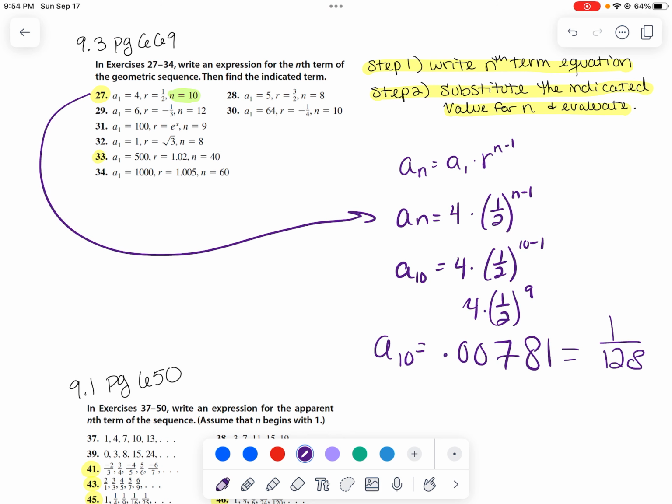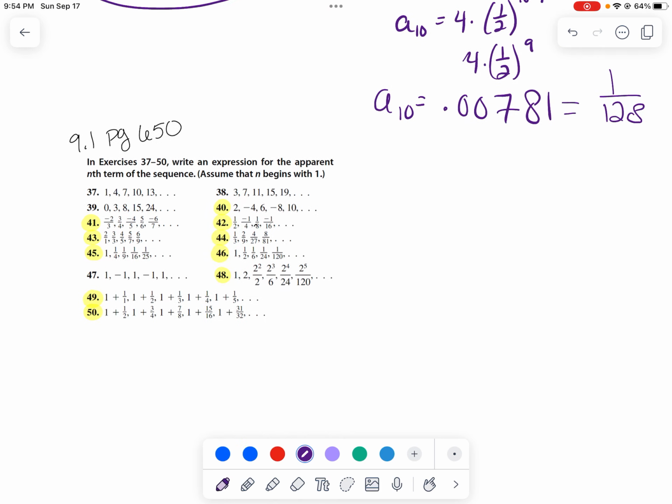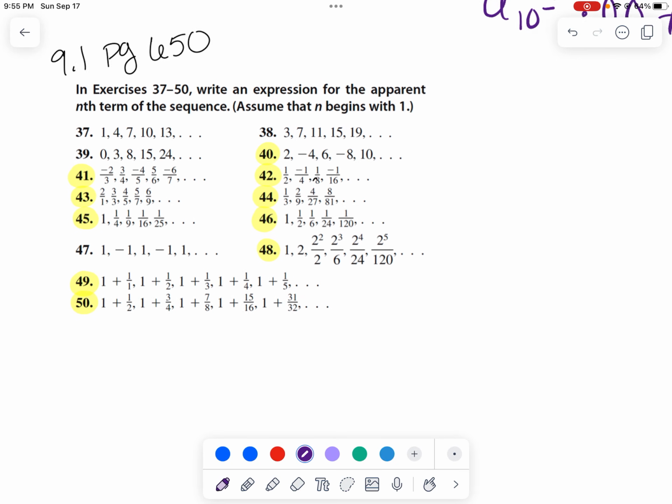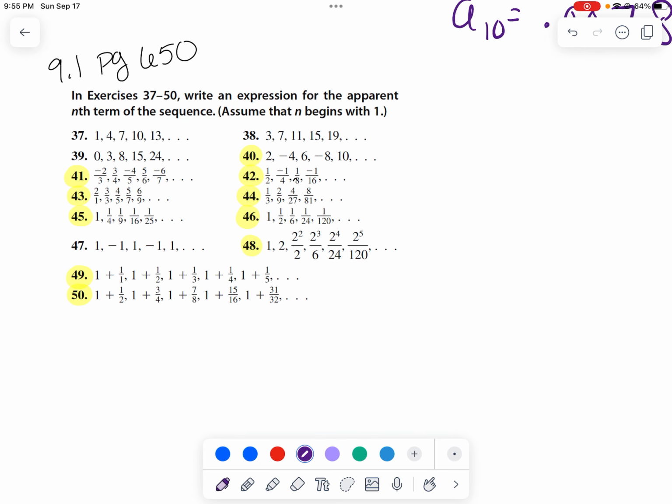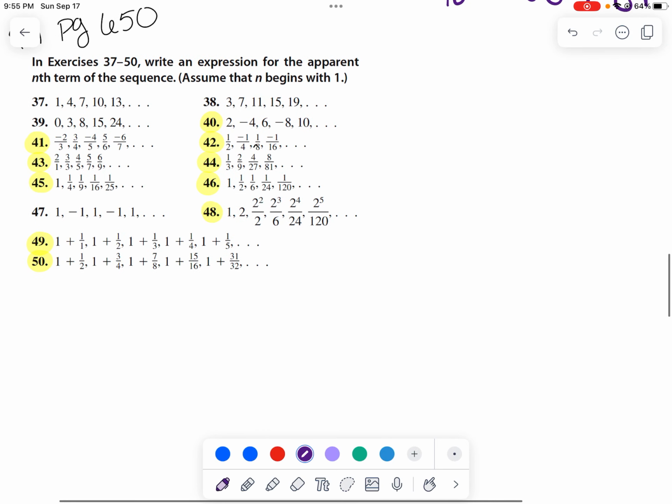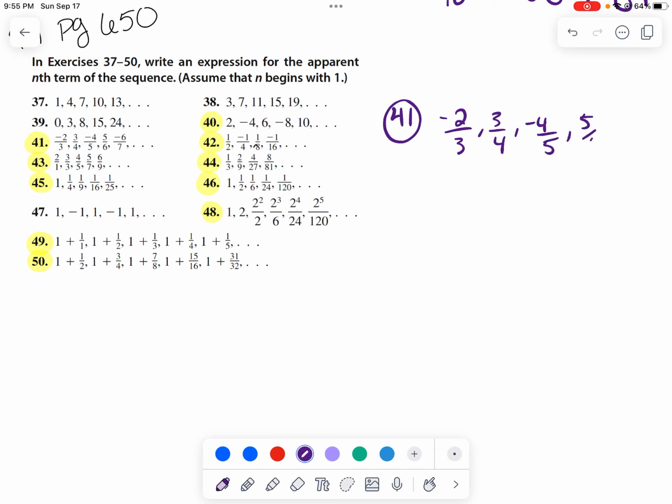All right, so that takes care of the arithmetic and geometric sequence part. And then this part was the part that I suspected would give you a little bit of trouble. So I'm going to just do a couple of them to make sure you guys sort of get the idea. And then you can work with your groups to try a few more, okay? So let's look at 41. So it's negative 2/3, 3/4, negative 4/5, 5/6, and negative 6/7.